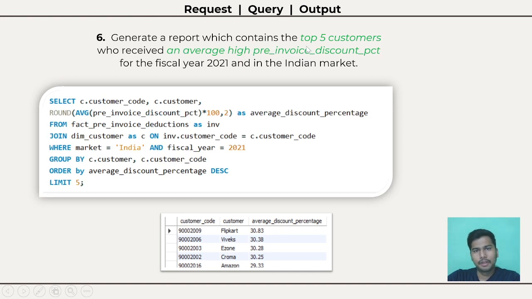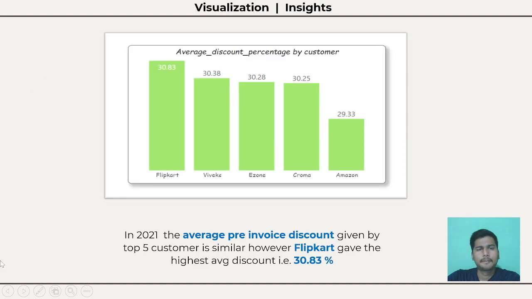Sixth request was the top 5 customers who received an average high pre-invoice discount percentage for the fiscal year 2021 in the Indian market. Here I used a join. In the WHERE clause I used India and 2021, with LIMIT 5. This is the result which I got. The discounts they provided are similar, but the highest was given by Flipkart, which was 30.83%.